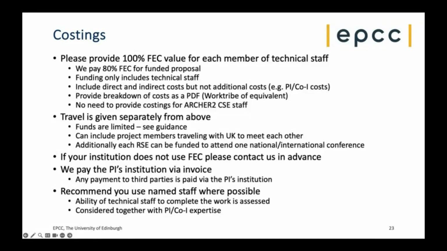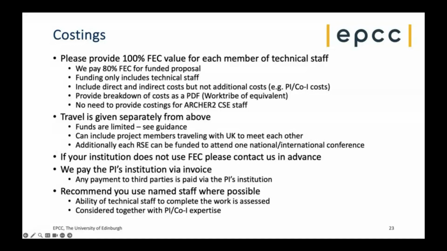We recommend that you use named staff where possible. The ability of the technical staff to complete the work is assessed. It is possible to add an unnamed member of staff if you haven't got the staffing in place, but obviously that means that the panel can't really see exactly who's going to work on it. If that is the case and you are putting unnamed staff on, then you should describe the skills that would be needed. And as I think Lorna mentioned earlier, the expertise of the whole project is considered. So the expertise of the staff together with the PI and co-I expertise is all looked at together by the panel.